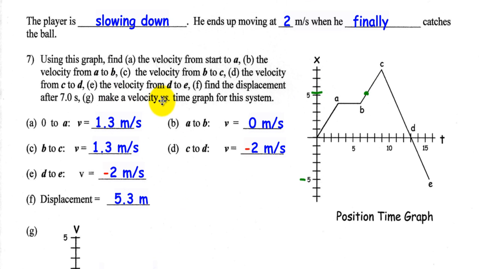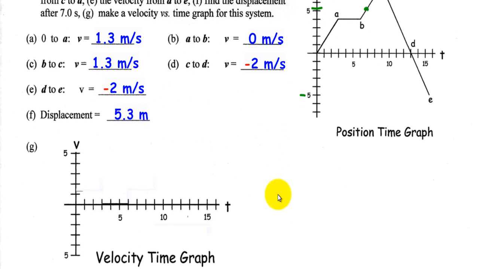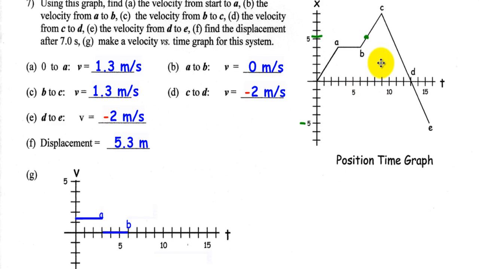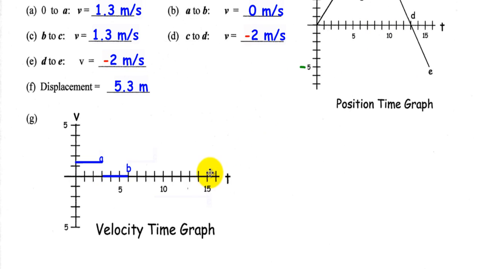Last thing, part G, make a velocity versus time graph. Well, if these are the velocities, then all you have to do is plot those points. It was 1.3 meters per second for 3 seconds. And for the next one I was 0 meters per second up through 6 seconds. The next one I was 1.3, so from 6 to 9, I was going 1.3 again. So for each one, you're just plotting.